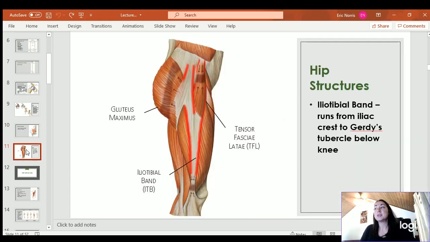Okay, the IT band is another structure of the hip. Of course, it goes from the iliac crest all the way down to a portion called the Gerdy's tubercle below the knee. It also attaches to your tensor fascia latae, TFL, and then your gluteus maximus is attached by some fascia as well to the IT band.